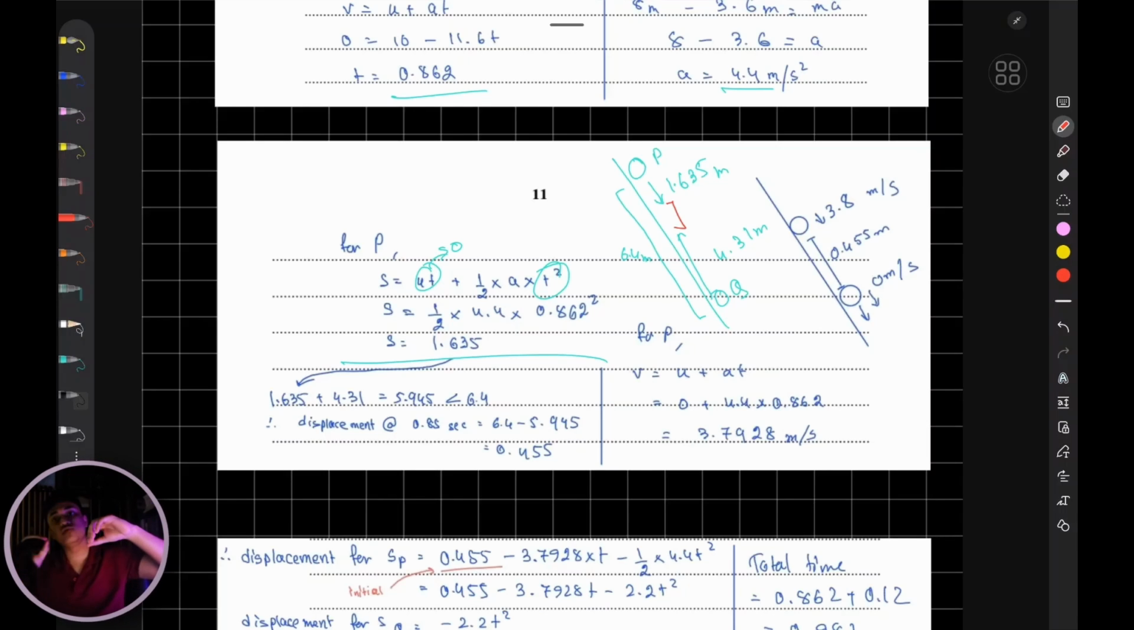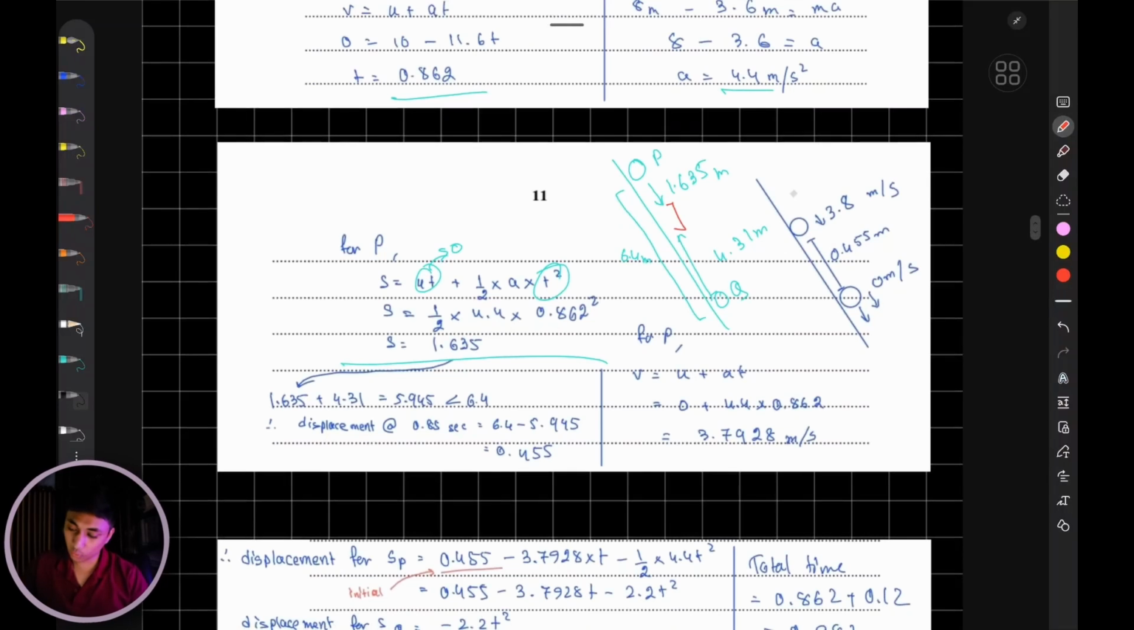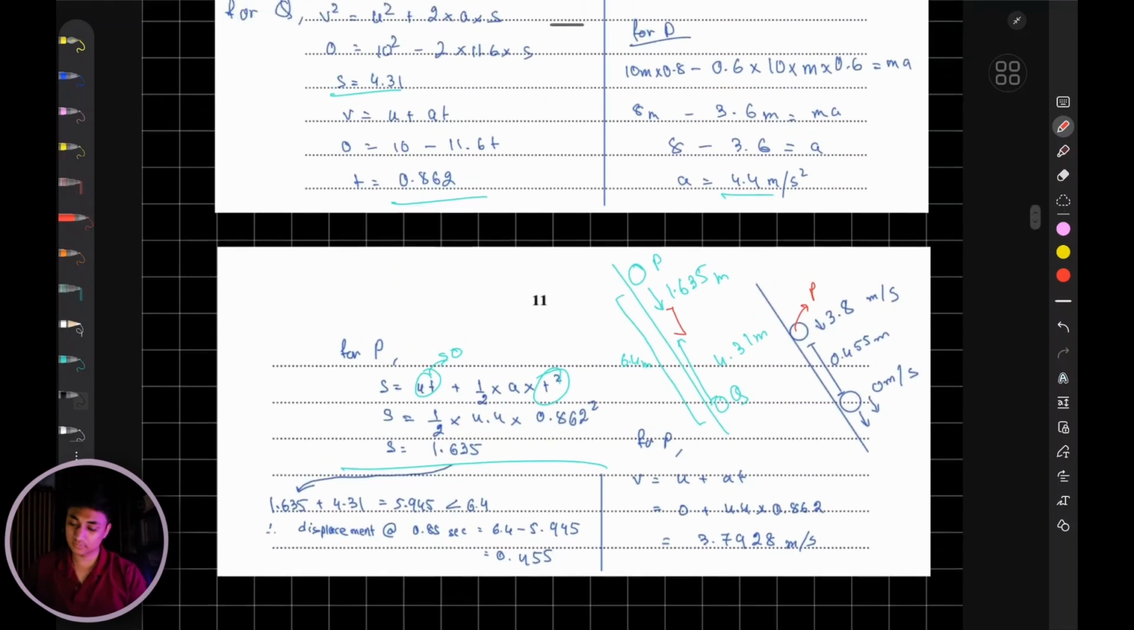P moved down, Q moved up, there's still a gap because it's less than 6.4, we noticed. How much less? It's going to be 6.4 minus 5.945. The total displacement by both the particles, you're going to subtract that from the required displacement. And that turns out to be 0.455. So this gap in between is 0.455 meters. Now, since you know there's a gap between both the particles, you're going to find out what is the velocity of P at this position.